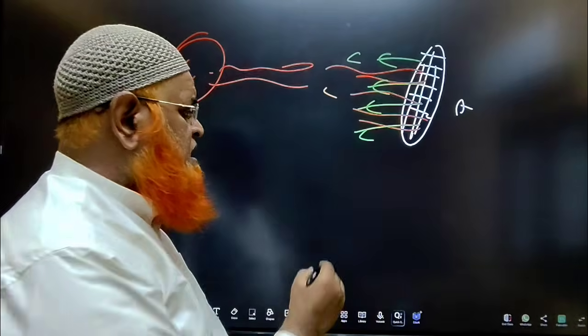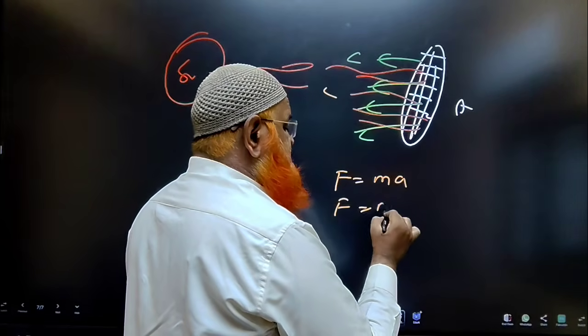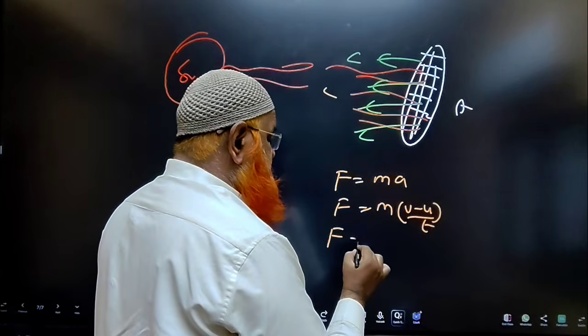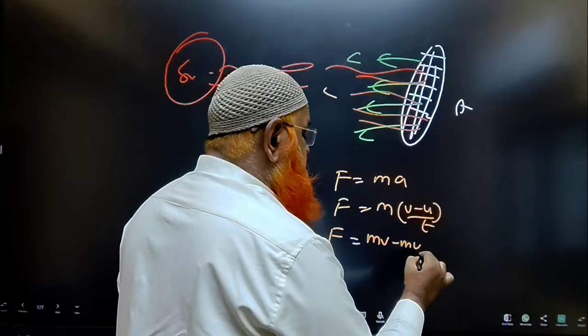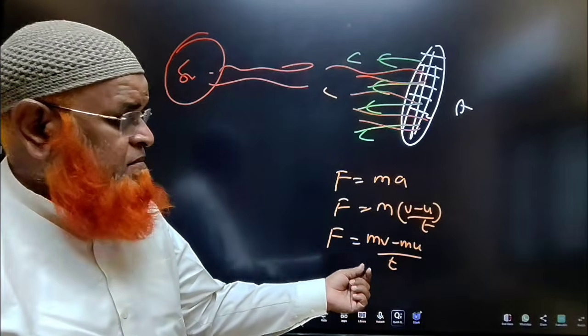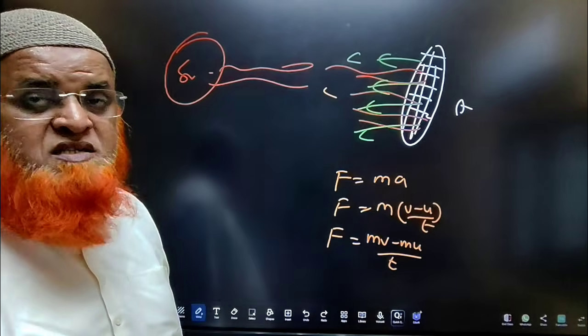I'll give one small example. See, you know, force is nothing but mass into acceleration, and acceleration is nothing but v minus u by t. So which is nothing but mv minus mu by t. Force is nothing but change in momentum. Mass into velocity is called momentum.